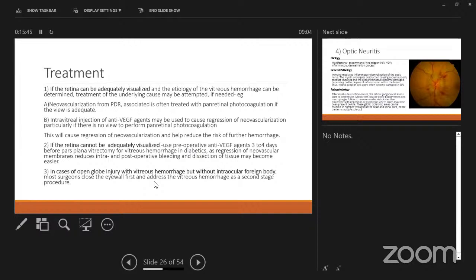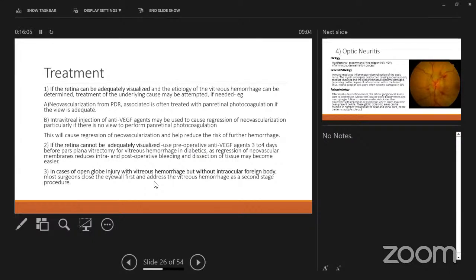And if the NVs are flat, then we can perform anti-VEGF injections followed by the PRP. If the retina cannot be adequately visualized, we use a preoperative anti-VEGF agent for 3 to 4 days, and provided on B scan we can see that there is no traction on the retina underneath the vitreous hemorrhage, then we can go for plasma vitrectomy.